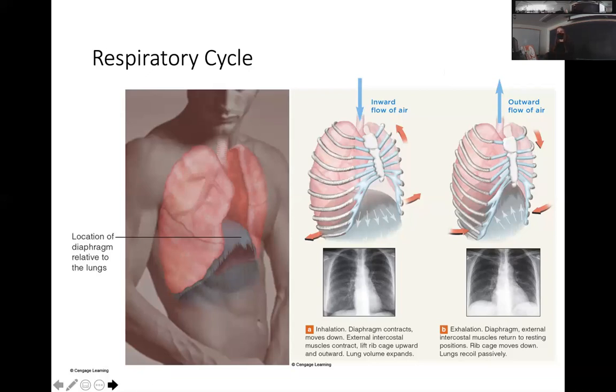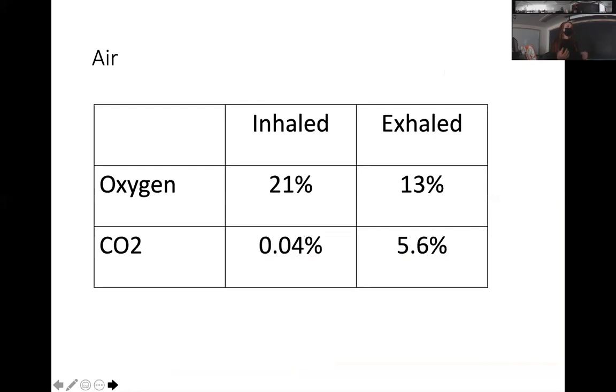Okay, so let's talk about the percentage of oxygen and carbon dioxide when you inhale and exhale. When you inhale, the air that you are breathing in is about 21% oxygen and about 0.04% carbon dioxide. It's also the reason why we can breathe with a mask on.